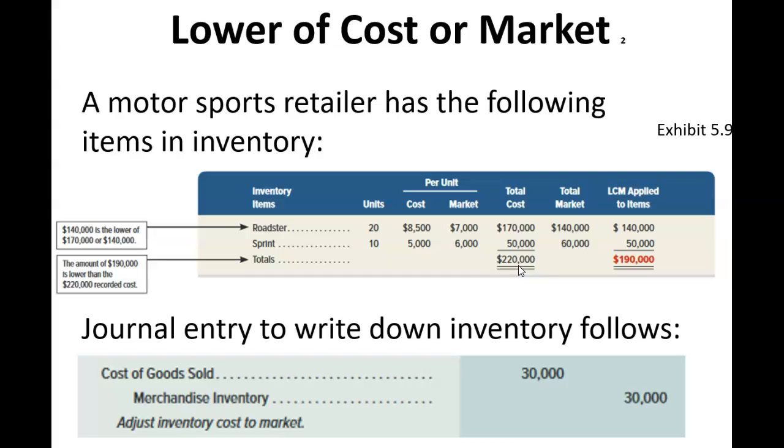But for financial reporting purposes, GAAP says that you must report your inventory at the lower of cost or market. The lower of cost or market for these two items of inventory is $190,000. So the book says to write a journal entry to write down the inventory, debit cost of goods sold, and credit merchandise inventory. And that adjusts the cost of the inventory to its market value.